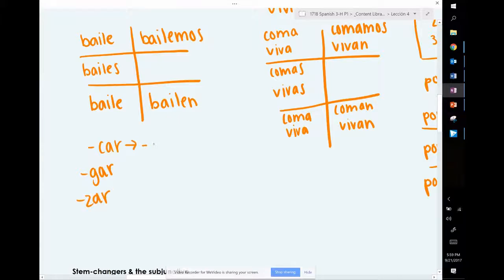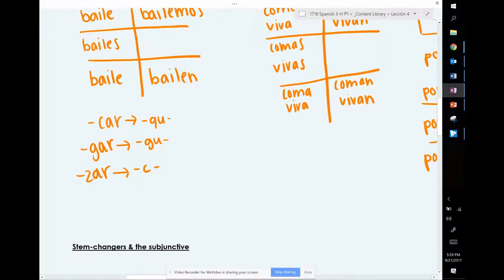Just like in command land, when we have car, gar, zar verbs and we want to put them into the present subjunctive, we have to include that car, gar, zar change from the preterite yo form. So, for example, you'll notice that I didn't actually put an ending after the spelling change, and that's because the spelling change is going to happen in every single form of the verb. Not just the yo form, not just usted and ustedes, but everywhere.